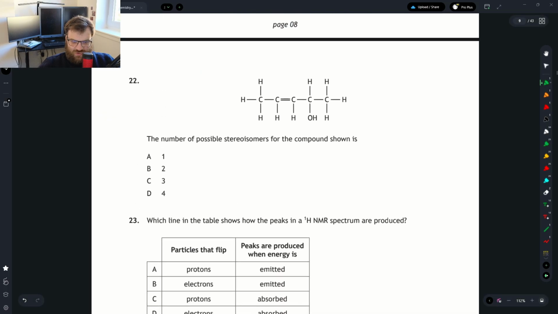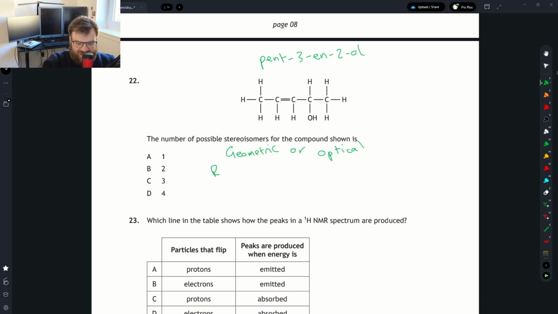Number 22, we're looking for stereoisomers of this compound. So here we've got pent-3-en-2-ol. We currently have double bond position 3 because the hydroxyl group takes priority. Now, stereoisomers can be either geometric or optical. It's going to be geometric. We need restriction of rotation, which we have in the double bond between carbons.